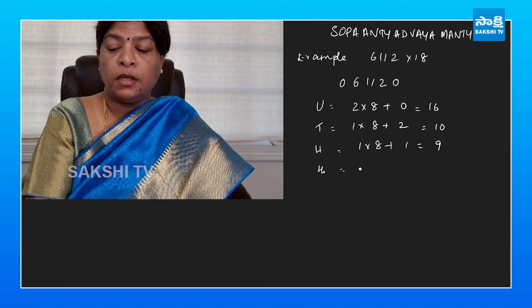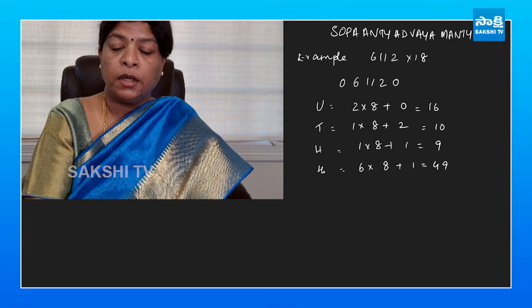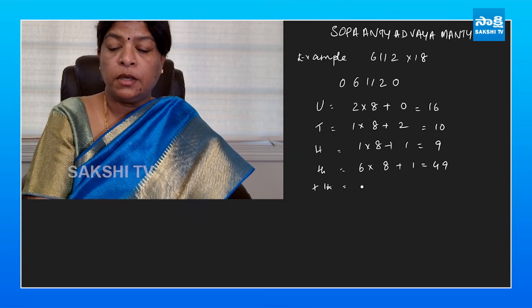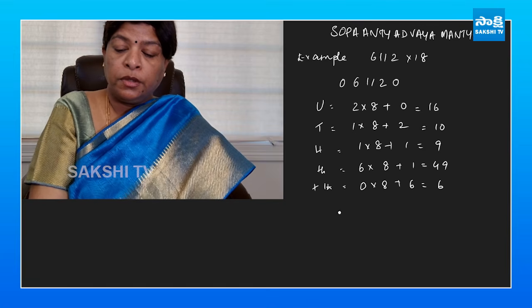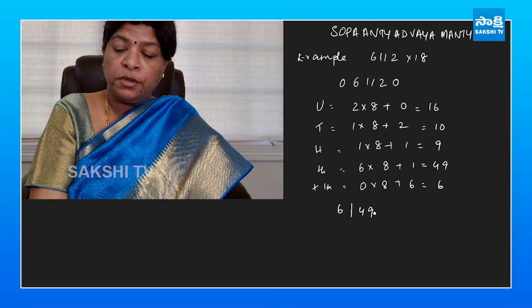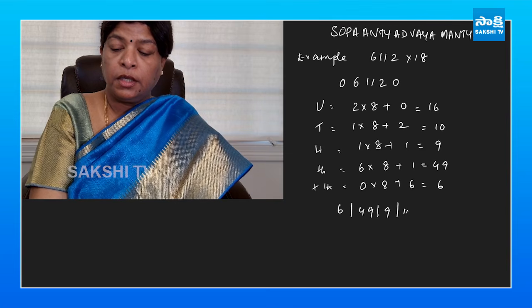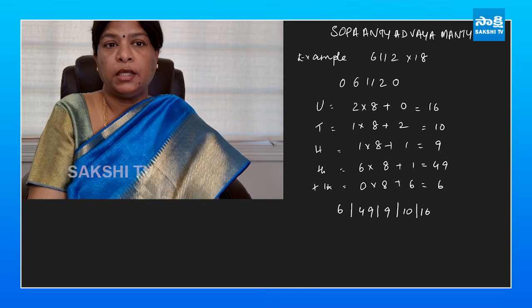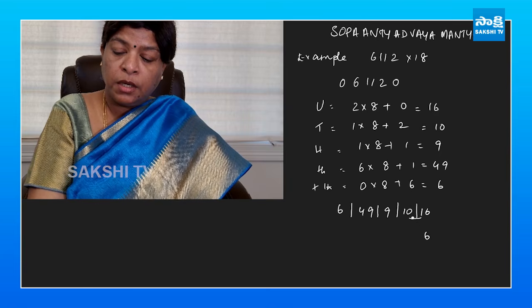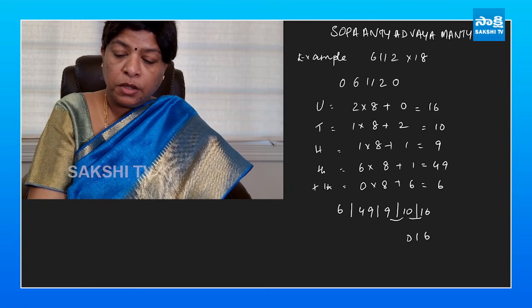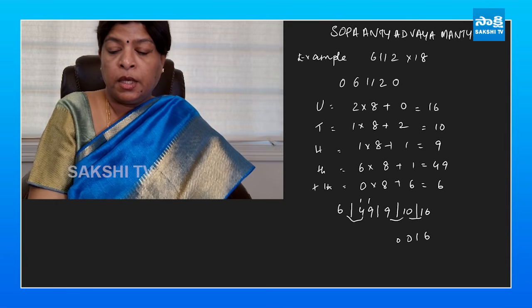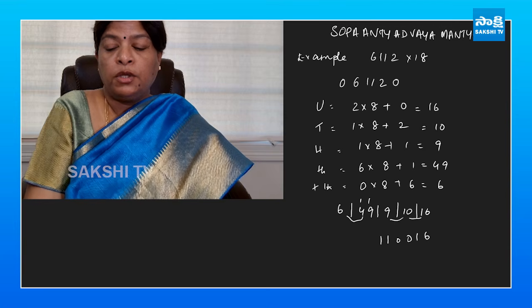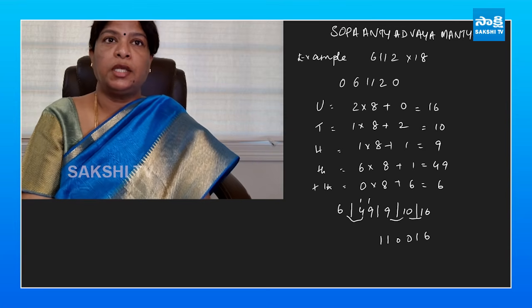Thousands place is 6 times 8 plus 1. And 10,000s place is 0 times 8 plus 6. So write down the numbers as below: 9, 10, 16. Apply the balancing technique. So we have 6, 1, 0, 0 again. So I have 1, and this is 11. So 1, 1, 0, 0, 1, 6 is the answer to this problem.